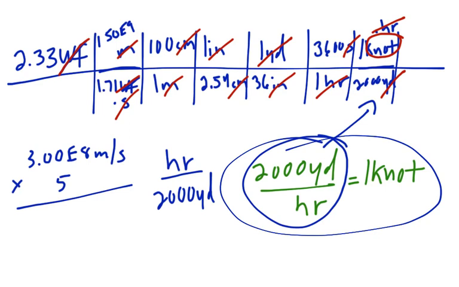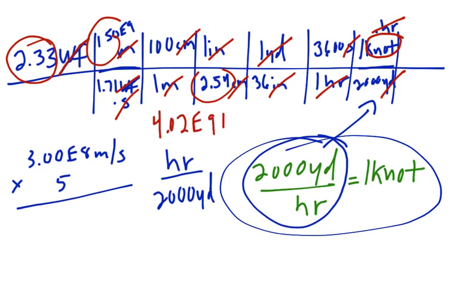So if you do all the math on this, I should have 3 sig figs because of the given. I had 3 sig figs here too, and also in this, and all these other things are just definitions. So my answer ended up being 4.02, 3 sig figs, E9 knots.